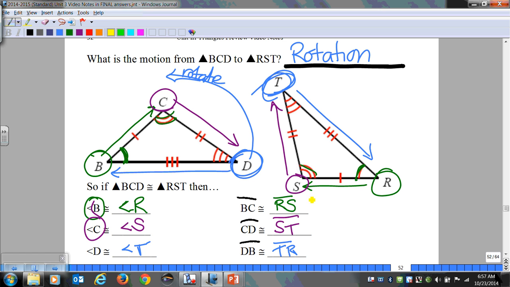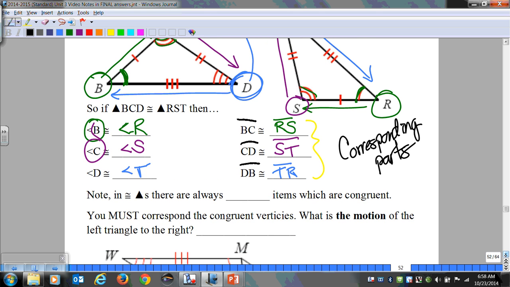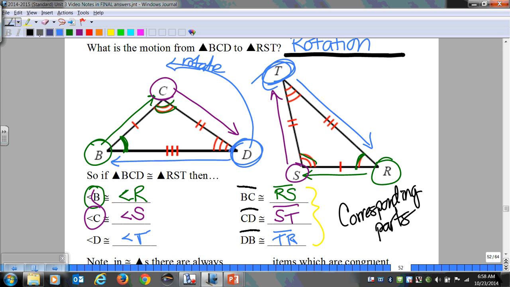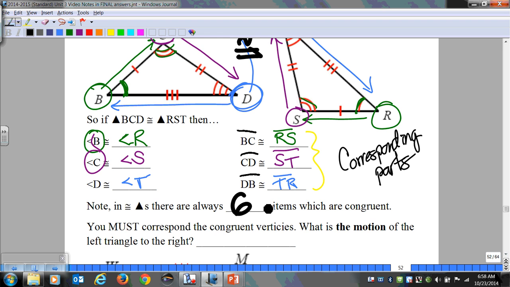The order of the letters is important because these are what are called corresponding parts. They're called corresponding parts of a triangle. When triangles are congruent, corresponding means in the same position. So notice when the triangles are congruent, you're going to have 6 pairs of items, 6 pairs of items that are congruent.